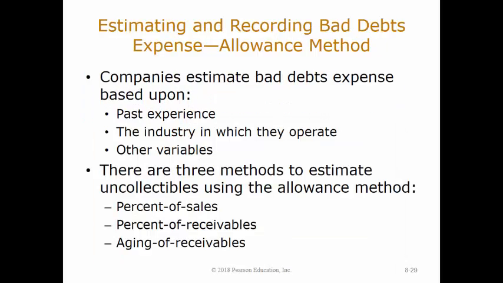How do companies determine the amount of bad debts expense when using the allowance method? Companies use their past experience as well as consider the economy, the industry they operate in, and other variables. In short, they make an educated guess called an estimate. There are three basic ways to estimate uncollectibles: percent of sales, percent of receivables, and aging of receivables.